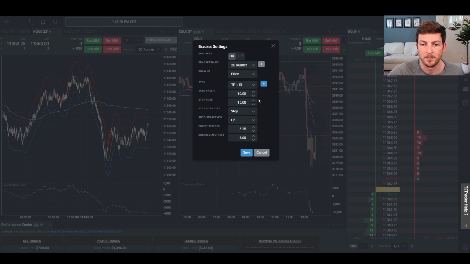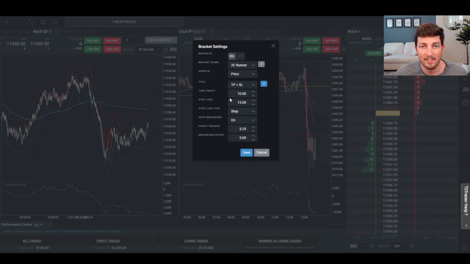Super important. So while I'm trading the Nasdaq, the ES is going to be different. Everything you're trading should probably have different brackets because everything is going to be moving at different increments and speed, right? So for me on the Nasdaq, I have my take profit at 10, my stop loss at 15.